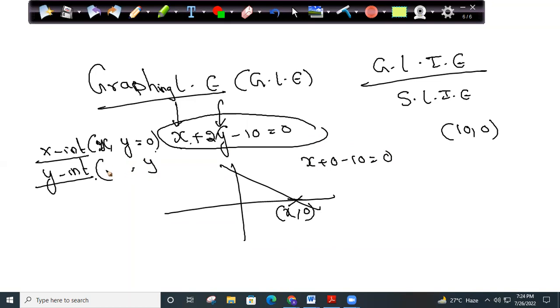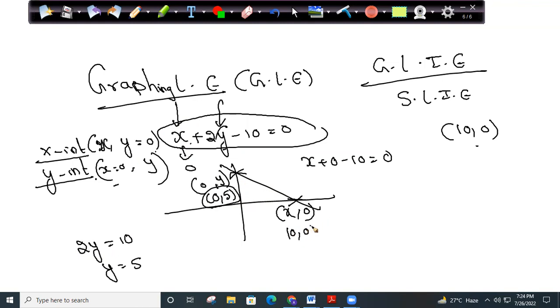Y-intercept is the value of y when x is equal to 0. Everywhere, for any function, irrespective of linear, quadratic, cubic, wherever it is, x-intercept and y-intercept always remain the same. X-intercept means the value of x when y is equal to 0. Y-intercept means the value of y when x is equal to 0. As simple as that. How do you find the x-intercept? You plug in y equal to 0 and you get (10, 0). How do you find the y-intercept? Plug in x equal to 0. The moment you plug in x equal to 0, 2y is equal to 10, y is equal to 5. So (0, 5) is my y-intercept and (10, 0) is my x-intercept.